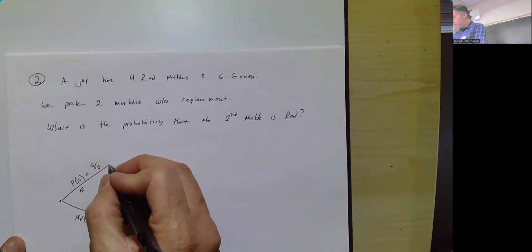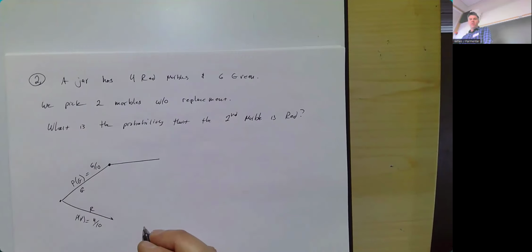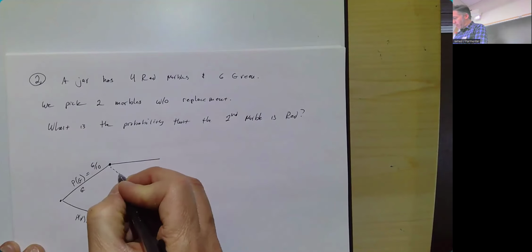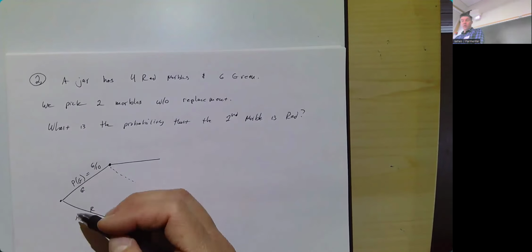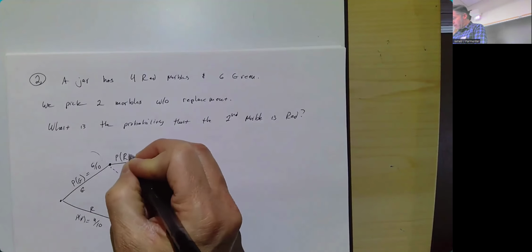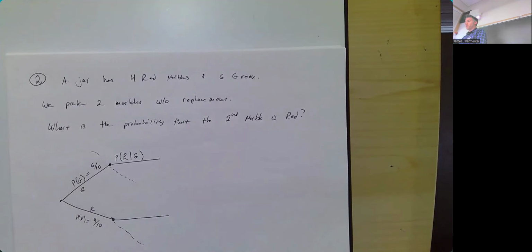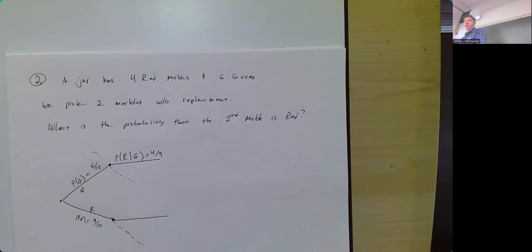So now we get to come up with these conditional probabilities. I really only care about the second marble being red, so notice I'm only drawing 1 line for this next branch. Given the first marble was green, what's the probability that the second marble is red? Well, how many red marbles are left, and how many total marbles are left? 4 red marbles out of 9, that's my probability. I've got a 4/9 chance of drawing a red marble second if the first marble was green.